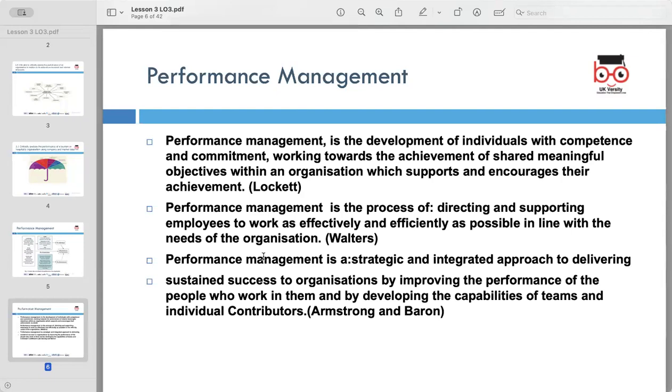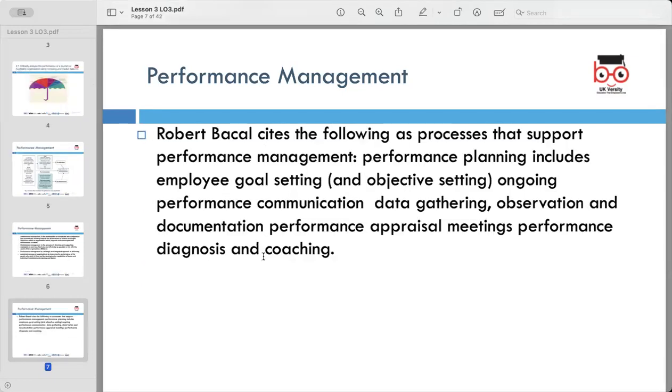Okay, so Robert Bacal cites the following as a process that supports performance management. Performance planning includes employee goal setting and objective setting. Ongoing performance communication, data gathering, observations, and documentation, performance appraisal meetings, performance diagnosis, and coaching. So performance diagnosis and coaching: identifying performance gaps, diagnosing root causes, and providing coaching and support are essential for helping employees overcome challenges and improve their effectiveness.